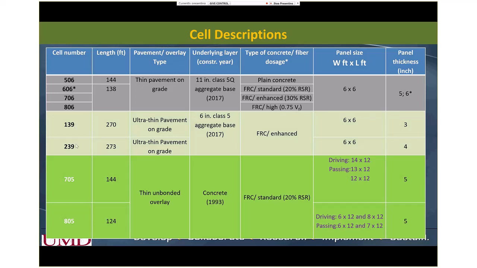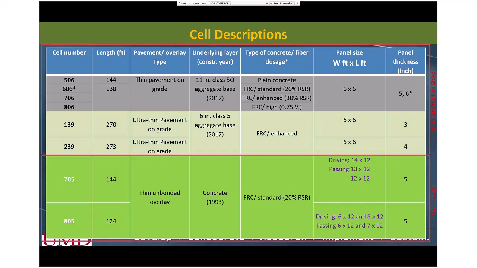Cells 139 and 239 were ultra thin pavement, 3-inch and 4-inch, and all those cells were having slabs with 6 feet by 6 feet dimensions. Cells 705 and 805 were concrete overlays, unbonded overlays. 705 had wider slabs. You can see 12 to 14 feet wider slabs. 805 had narrower slabs, 6 to 8 feet. But 705 and 805, both the cells have similar slabs with the same length, 12 feet.